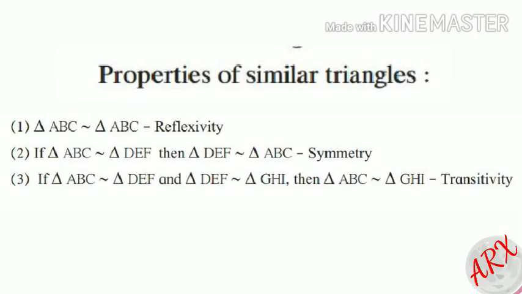Now the third property is transitivity. If one triangle is similar to a second triangle and the second triangle is similar to a third triangle, then the first triangle is similar to the third triangle. For example, if triangle ABC is similar to triangle DEF and triangle DEF is similar to triangle GHI, then triangle ABC is similar to triangle GHI. Or we can say all three triangles are similar to each other. Hence, triangle ABC similar to triangle DEF similar to triangle GHI.